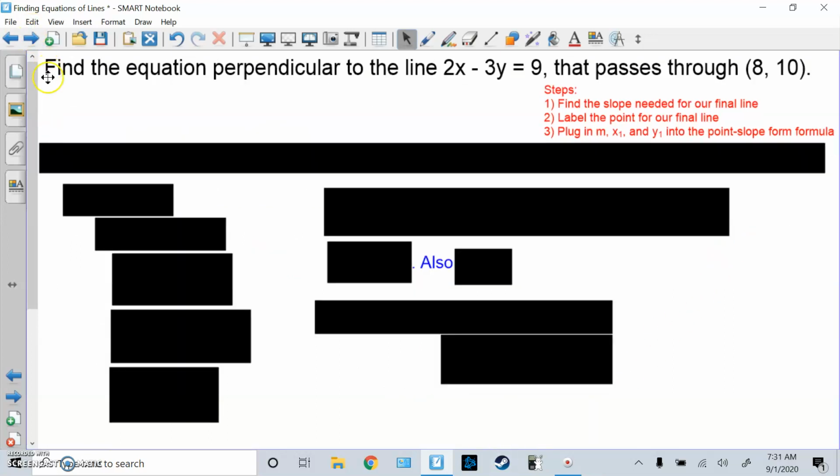Here's the next one. Find the equation perpendicular to the line 2x minus 3y equals 9 that also passes through 8, 10. So same steps, but this form is kind of weird. That's not point slope form or slope intercept form.